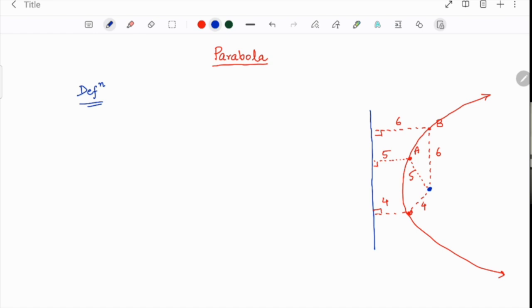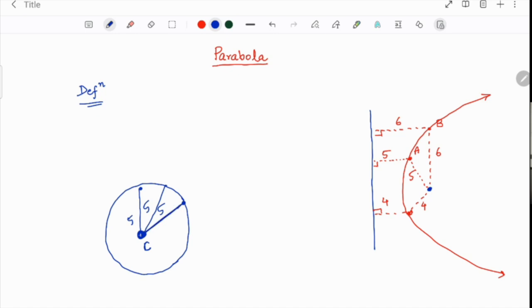See, when we started circles, what did I tell you? You need a fixed point and a fixed distance. Suppose I have a fixed point C, and I need all points which are at a distance of 5 units from C. If I collect all such points, the figure I am getting is only a circle. So in case of a circle, two important things are there. One is the fixed point, that is the center of the circle. Another one is the radius of the circle, that is the fixed distance.